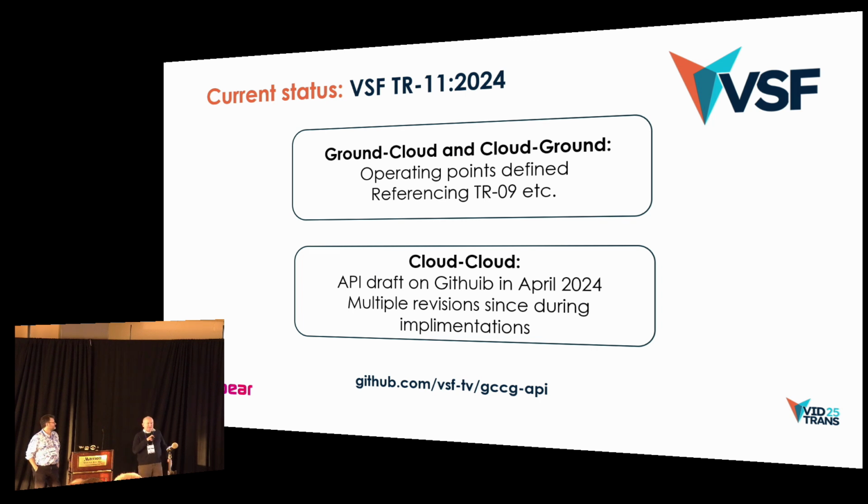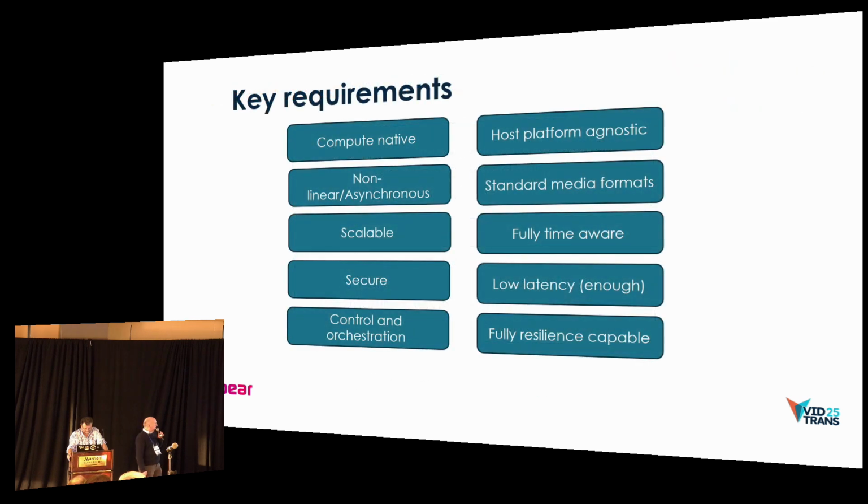Then we got on to doing the cloud to cloud, which took a fair bit longer. And you may remember that just ahead of NAB last year, we published a draft on GitHub, and I'll unpack it in a minute, but that's actually been going through quite a lot of iteration as we've been prototyping it. As various people have been doing prototyping, we've actually updated that. So key requirements, this is a non-exhaustive list of stuff that's important when we're trying to deploy software on compute for doing live production.